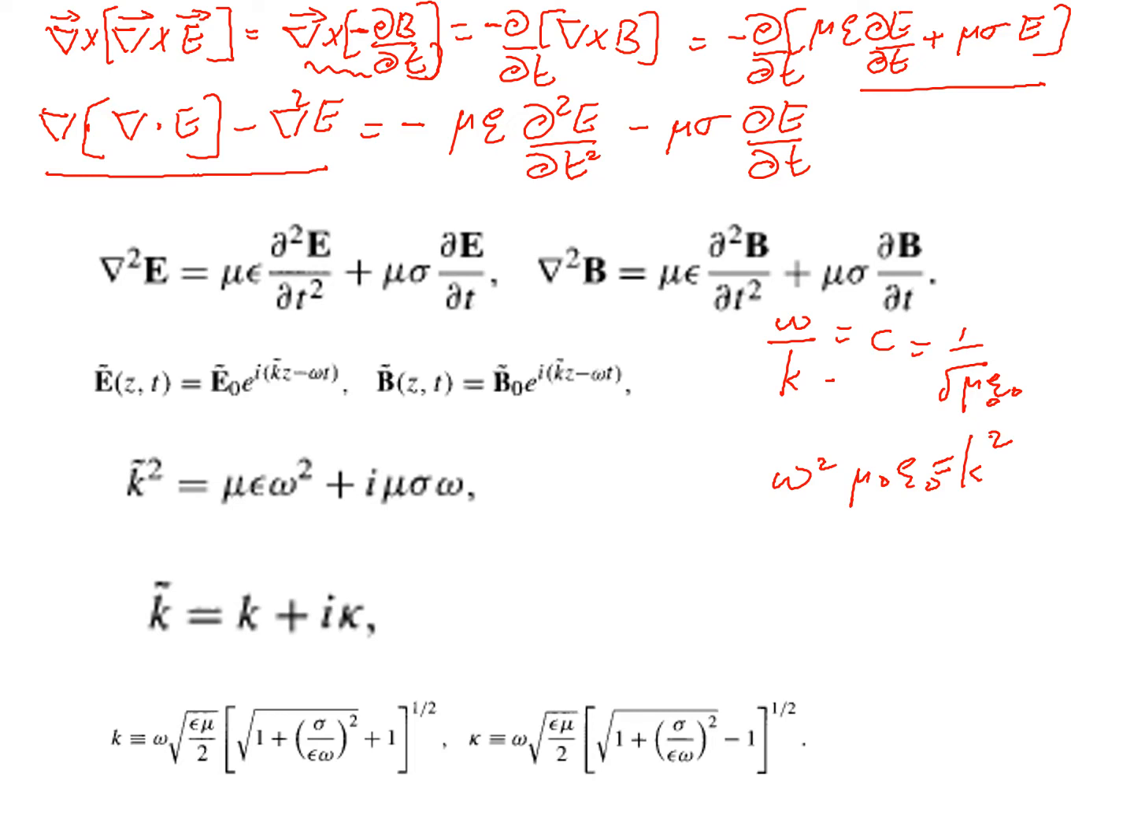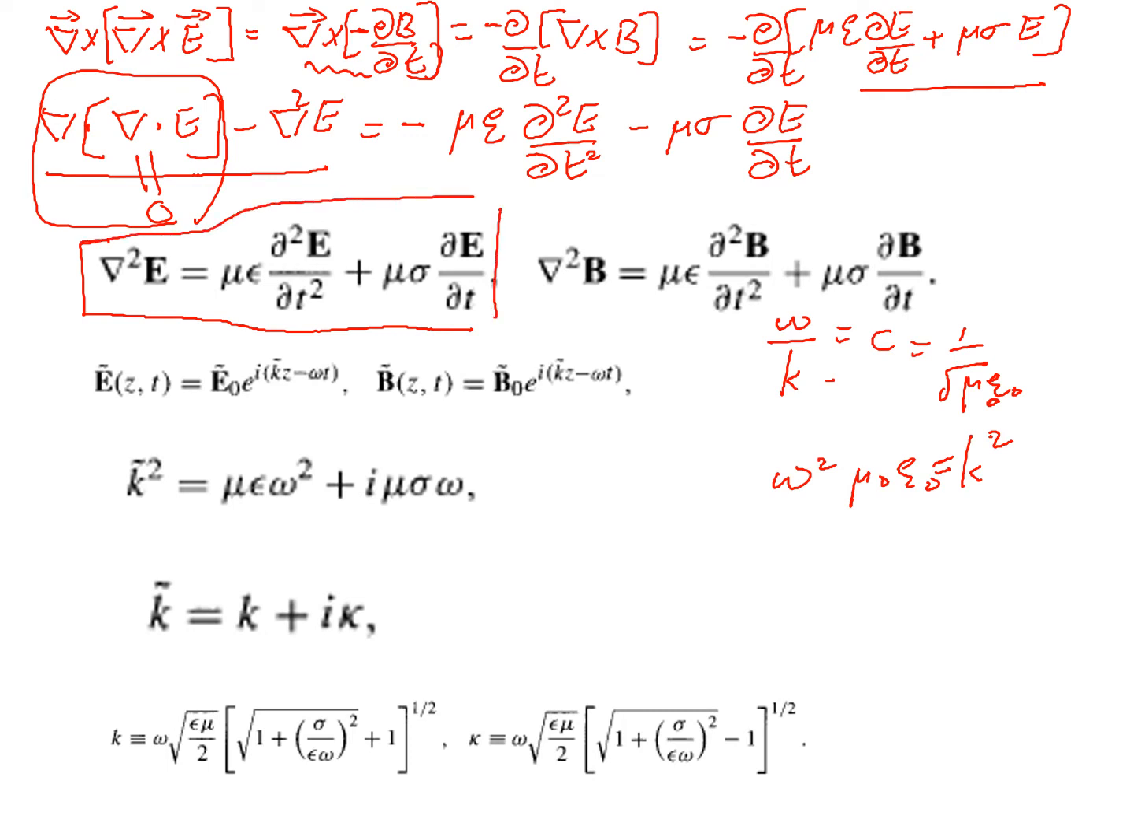Now, from the first Maxwell equation, del dot E equal to 0, so this first term vanishes and only the other terms remain. So minus del square E equal to minus mu epsilon dou square E by dou t square minus mu sigma dou E by dou t. We can cancel the negative from both sides. Hence, we obtain del square E equal to mu epsilon dou square E by dou t square plus mu sigma dou E by dou t. This is what's called the wave equation for the electric field, but it's a modified form. I'll say why it's a modified form.